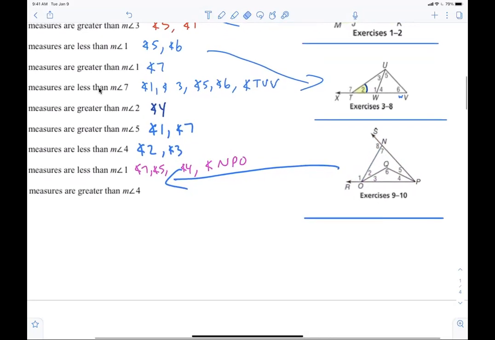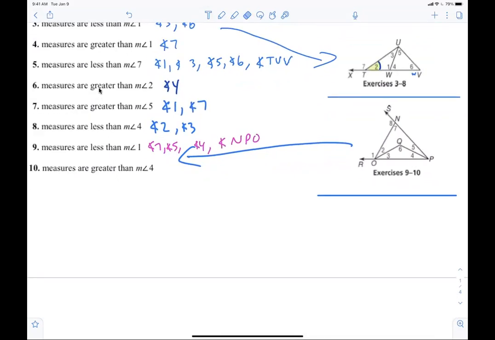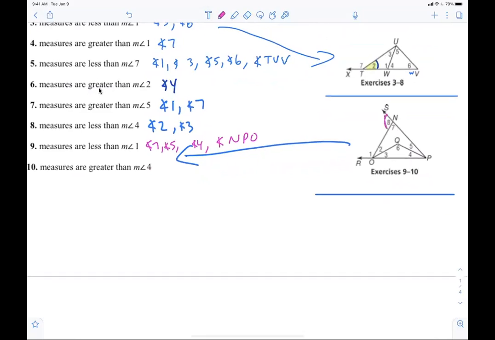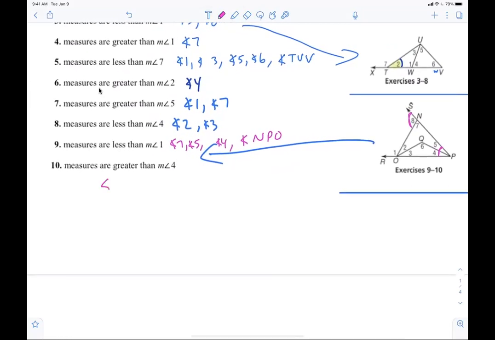So measures greater than angle 4. Tell me what is greater than angle 4? Angle 8. Wow, that's really good, girl. I didn't even see that. Look up here. Look what she did. That was pretty good. So angle 8 is greater than this angle, right? And therefore it must be greater than angle 4. That was good. Angle 8.